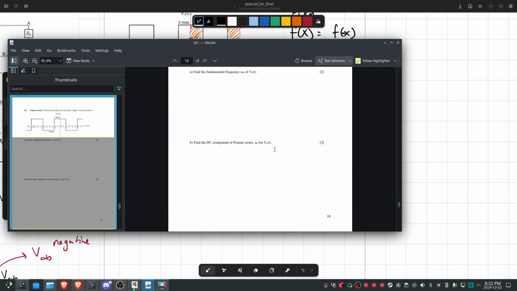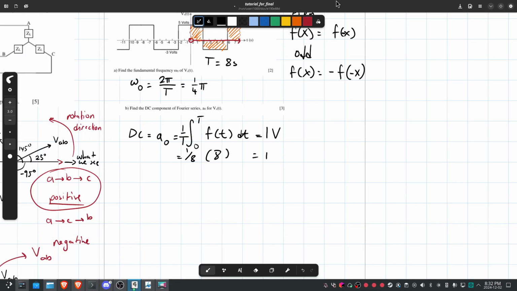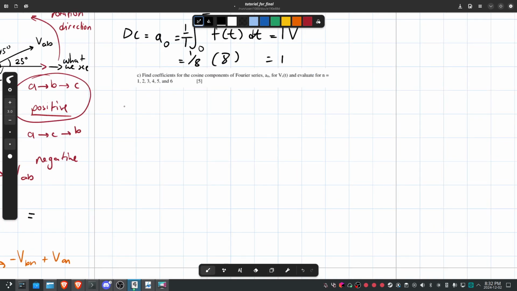Next part. Find the coefficients for the cosine components of the Fourier series. Again, you should be able to figure this one out. This is just plugging in. We also know it's even, so we can use the even shortcut. So this is going to be the integral of f of t cosine of n w0 t dt.